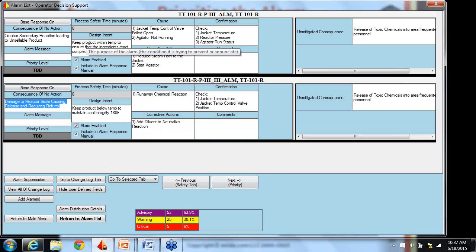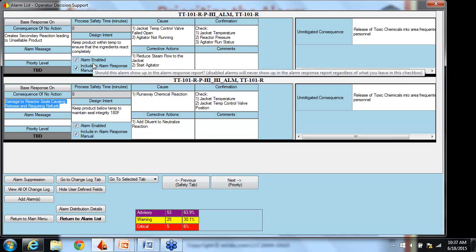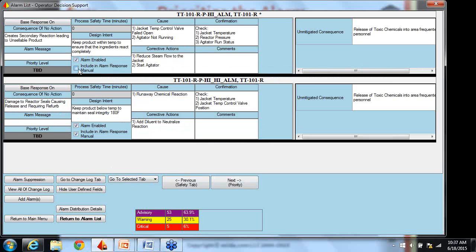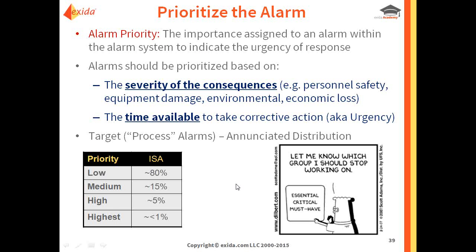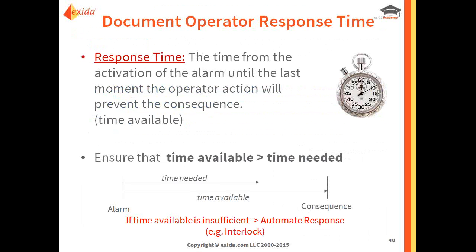Now, based on the fact that we have determined that both of these alarms are necessary, we can set it up to say that they should be included in the alarm response procedure, alarm response manual for the operator. Now in the next step, we're going to prioritize the alarm. So based on the consequences that we've defined and estimating the operator response time or the time available, we will come up with what the priority should be.